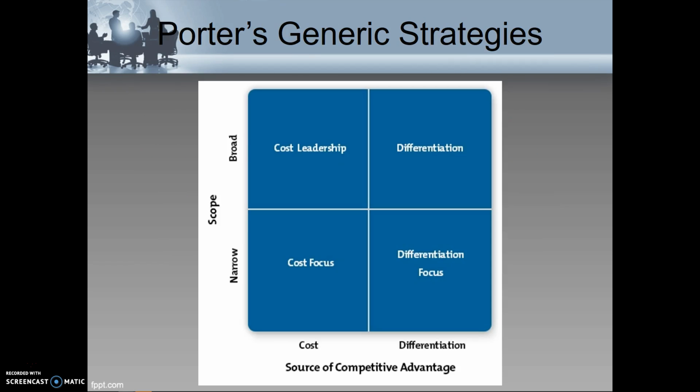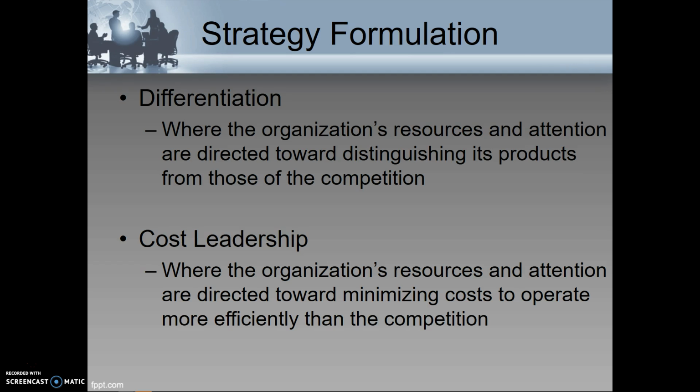This creates a general grid of the different types of strategies we could have. So we could go with a broad scope in an attempt to differentiate, or we could go with a narrow scope and be cost effective, right? Have the lowest costs. We'll take a look at these individual strategies now.